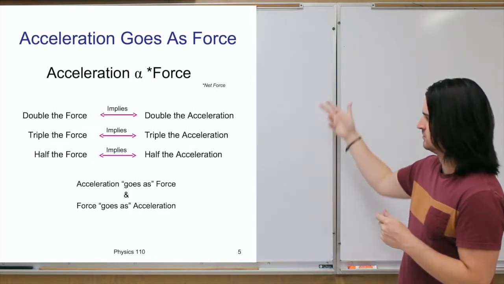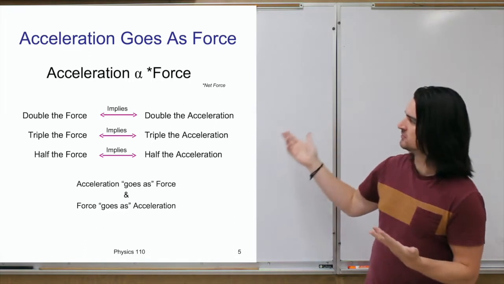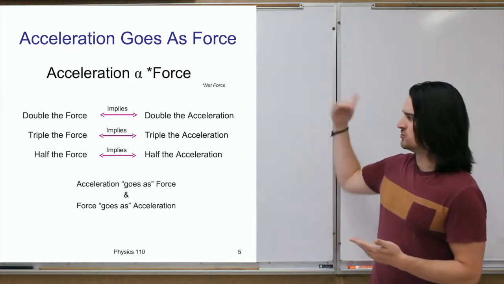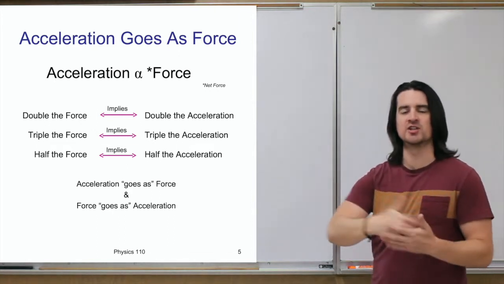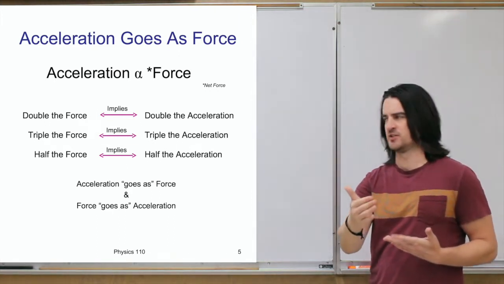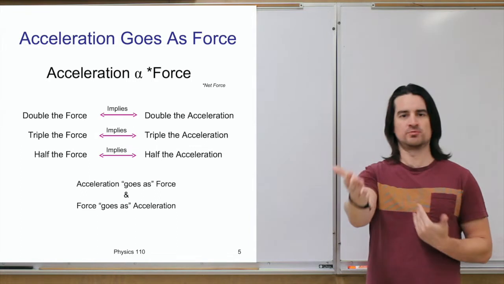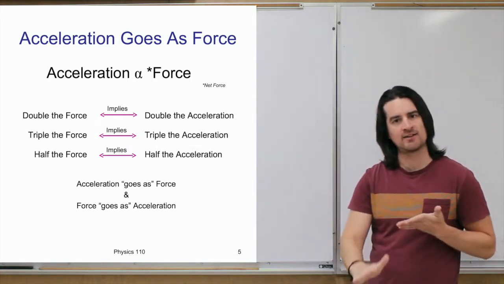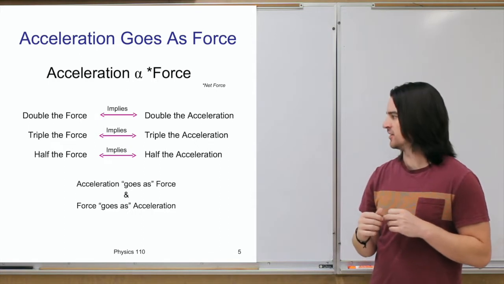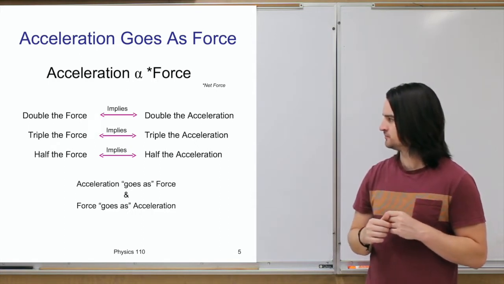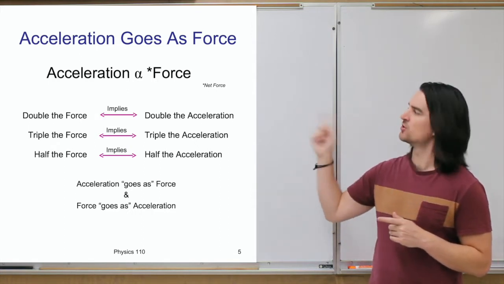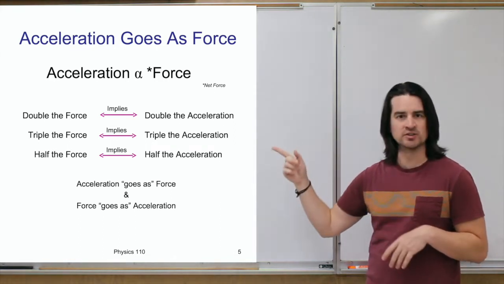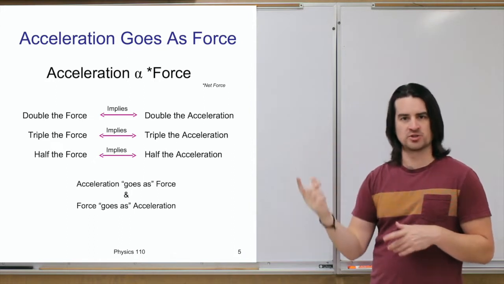So being proportional, these are just examples of what it means to be proportional. If you double the force that you're applying to an object, you're going to double the acceleration that object experiences. If you triple it, you're going to triple the acceleration. If you apply half the force, then you're only going to get half of the acceleration for that object. And so the arrows go both ways, right? Because if the acceleration of an object is doubled, then you can infer that the force on that object is doubled.